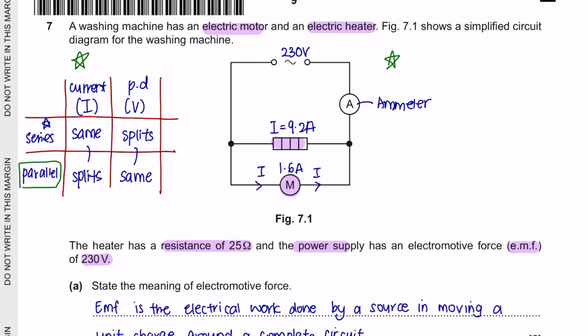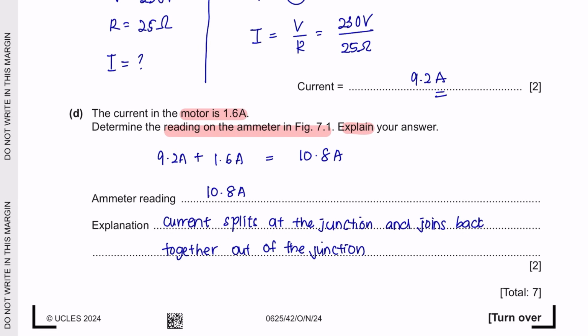The rule states that in a parallel circuit, the current will split. This means that at this junction, the current has split to 9.2 ampere into this line and another 1.6 ampere to this line. So if they flow here and then this comes back to this junction, both their currents would combine and flow through the ammeter. So the current that is flowing through the ammeter would be 9.2 amperes added with 1.6 ampere. So the reading of the ammeter would be 10.8 ampere and this is your explanation.